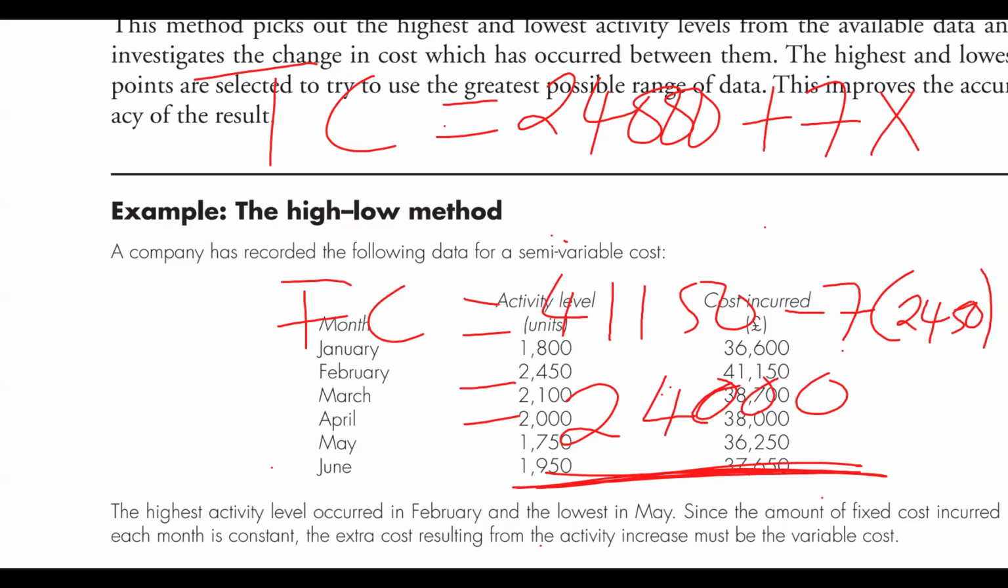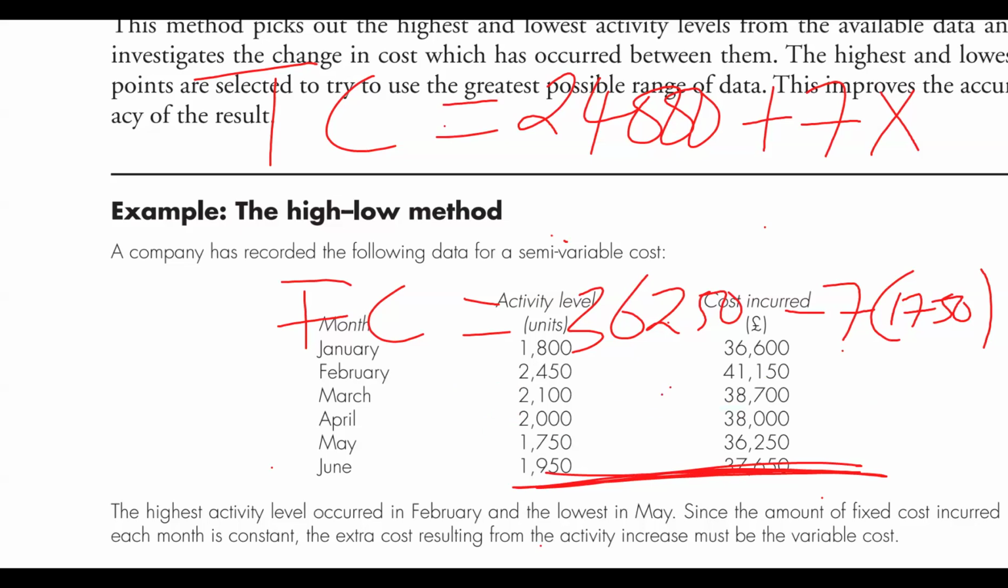If you want, you can replace the total cost now with the lowest, 36,250. And what were the units at the lowest? 1,750, right? Have you followed now? You have used the smallest units now. So what is the fixed cost?